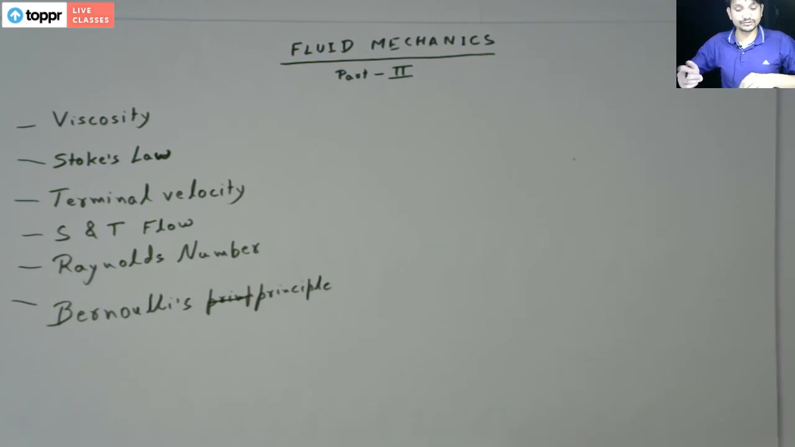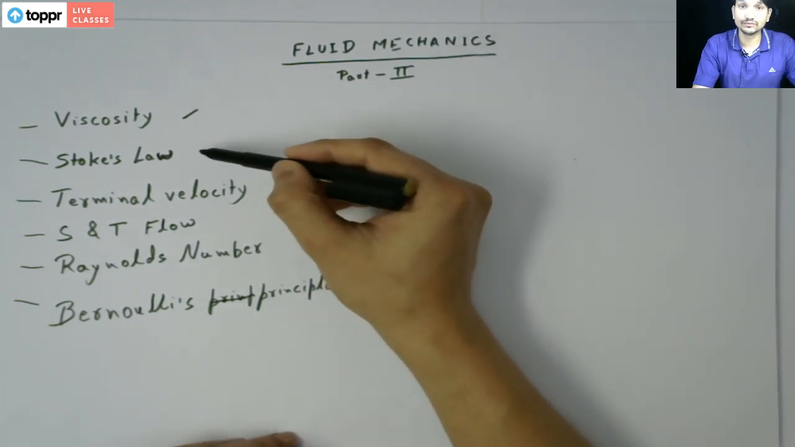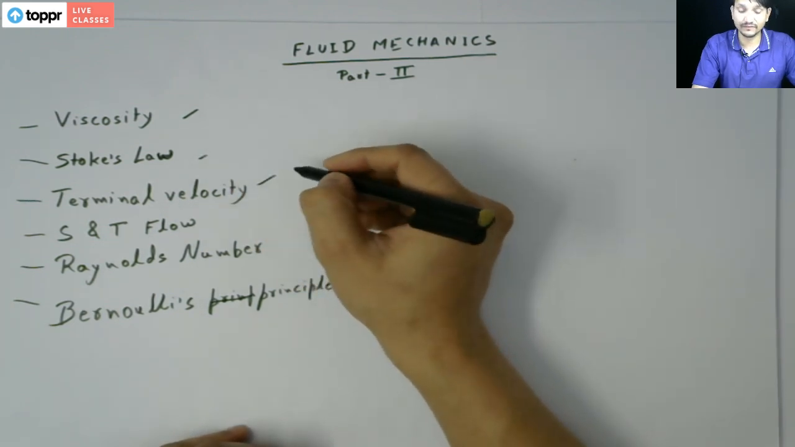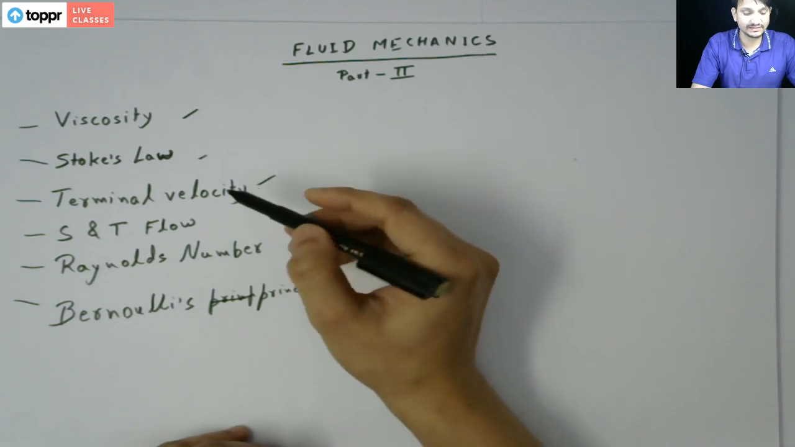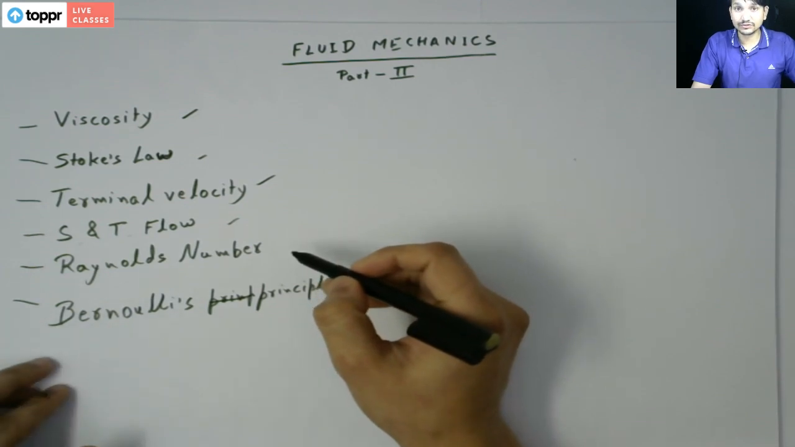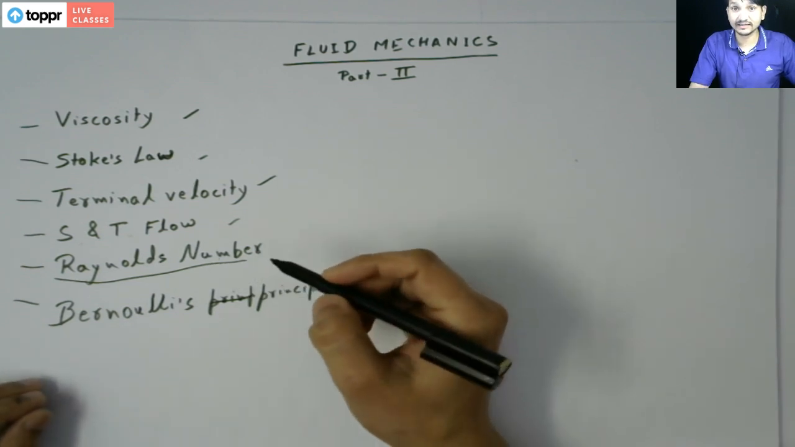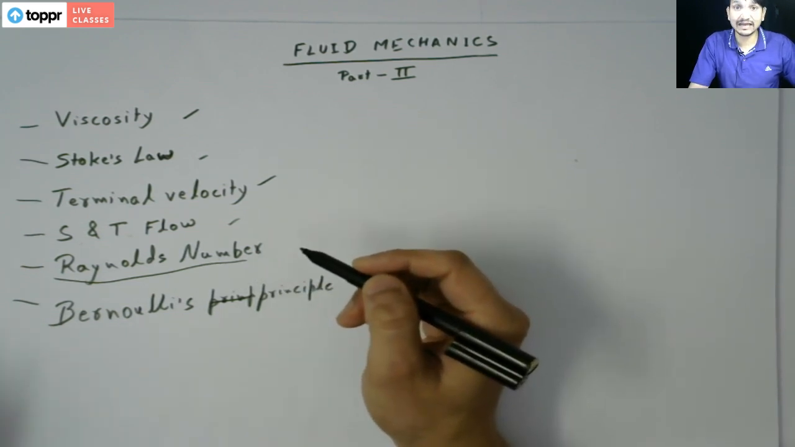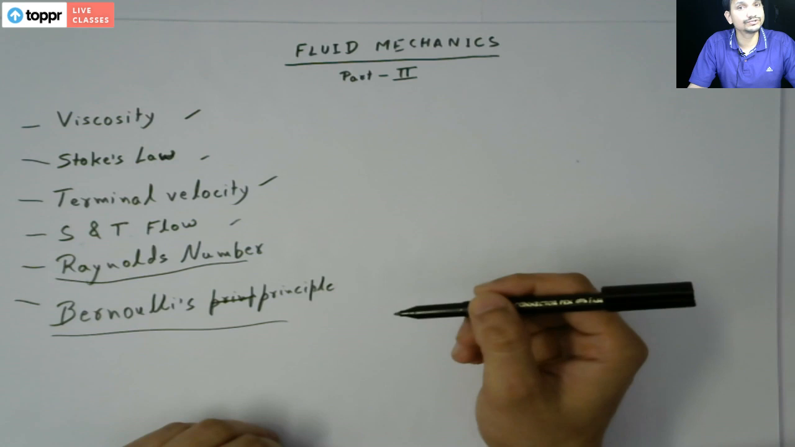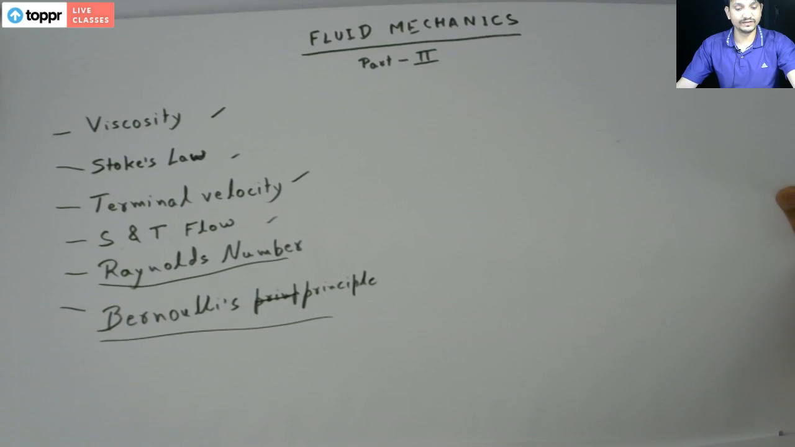So we have these points to cover. First we'll look into what is viscosity. Then we'll go through what is Stokes' law and how it determines terminal velocity. Then we'll differentiate between streamline and turbulent flow. And we'll also see how Reynolds number is an important factor in determining whether a flow would be streamline or turbulent. Then we will apply Bernoulli's principle and try to solve some questions based on this. So let's start with viscosity.